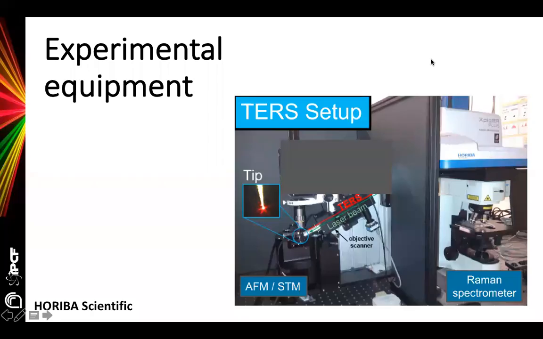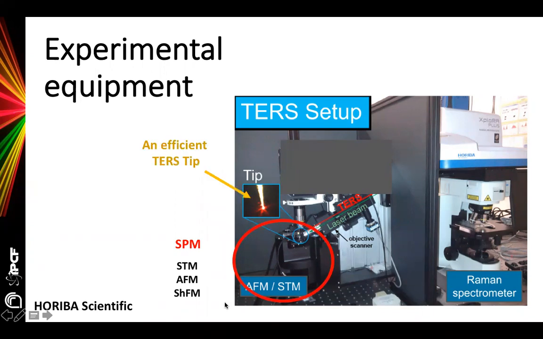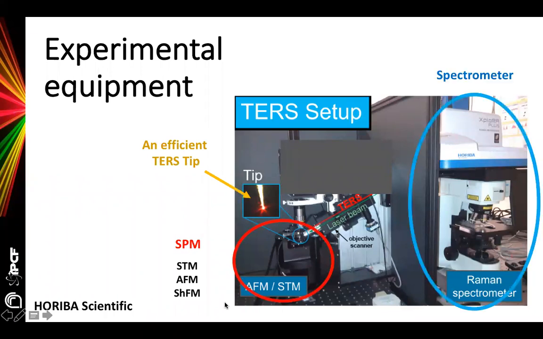In this part, we will focus on the experimental part of TERS and on practical issues. For a TERS experiment, we need a scanning probe microscope, and the most used ones are the scanning tunneling microscope, the atomic force microscope, and the shear force microscope. Then we need, of course, an efficient TERS tip. We also need a spectrometer and an optical coupling system allowing the excitation of the tip LSPR and the collection of the TERS signal. In this case, it is a side mode configuration, and this specific equipment is commercialized by Horiba Scientific Company.